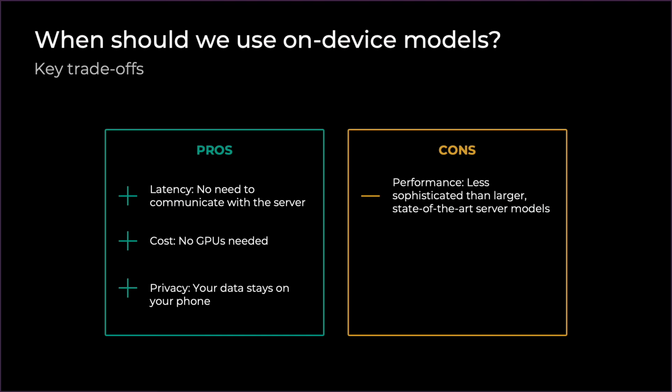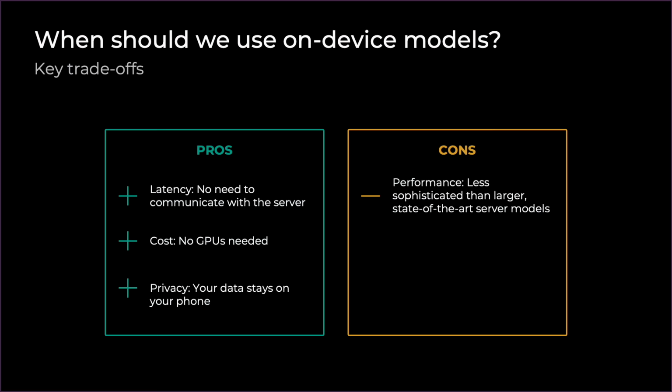Now that we've discussed what on-device models are and how they came to be, how do we decide when we should use them, and if they're so great, why isn't everybody building them? To answer that question, let's dive into some of the key pros and cons of on-device development. Pros. 3 big pros. We've got latency, cost, and privacy.